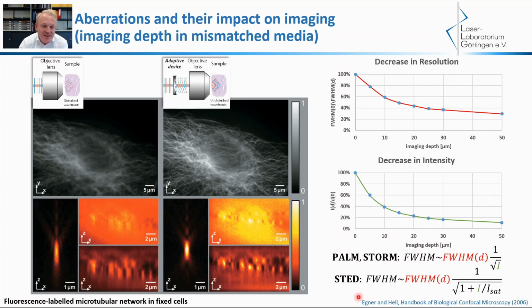resolution we can obtain also depends on the intensity, either the intensity of the detected fluorescence, like in PALM/STORM, or the intensity of the depletion beam, like in STED microscopy, which means that we not only get a decrease in resolution due to the optical performance of the lens, which we have here, but we get an additional decrease in resolution due to the decrease in intensity.